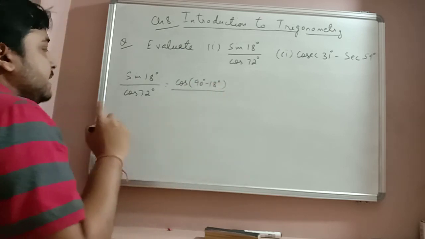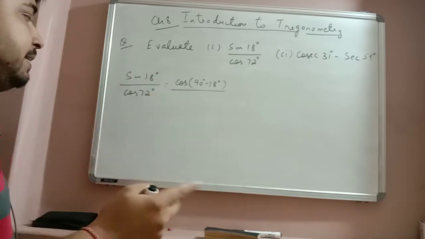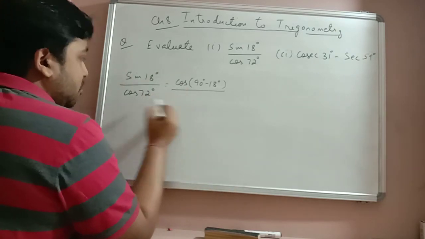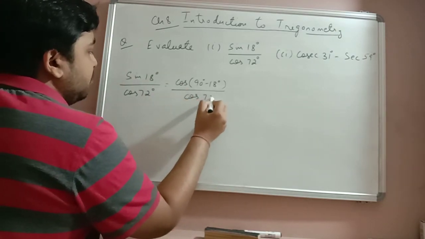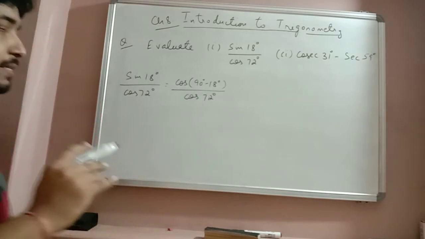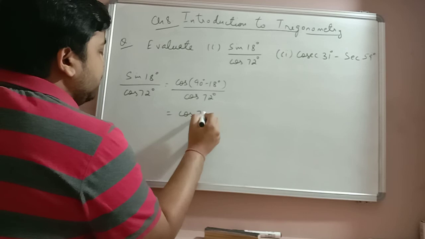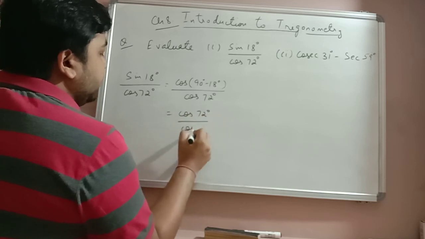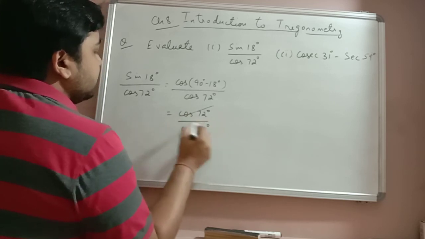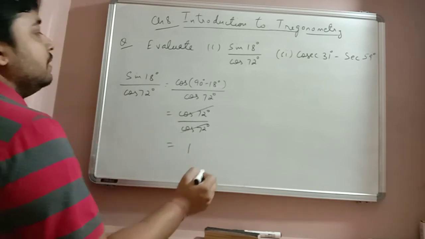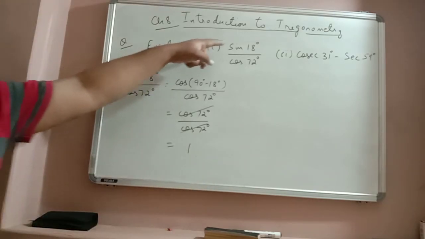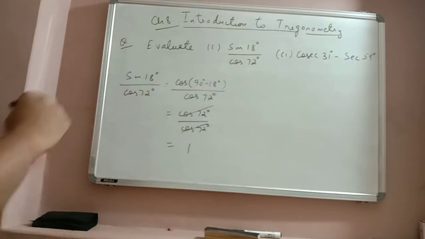By using the formula sin theta is equal to cos(90 - theta), and we will not change cos 72, we will write cos 72 degrees as itself. Now this becomes equal to cos 72 degrees divided by cos 72 degrees, and this turns out to be 1. So the value of sin 18 degrees by cos 72 degrees is 1.